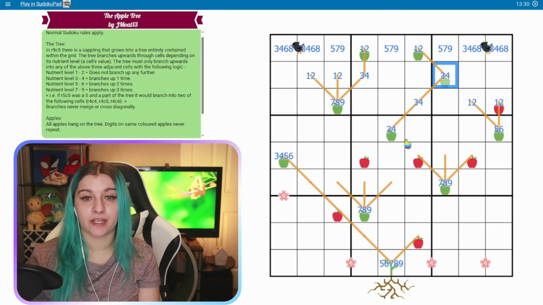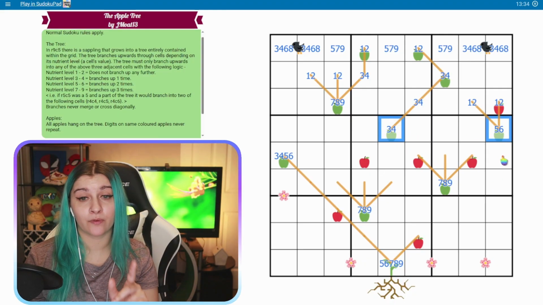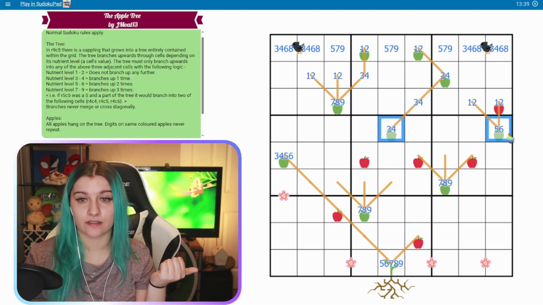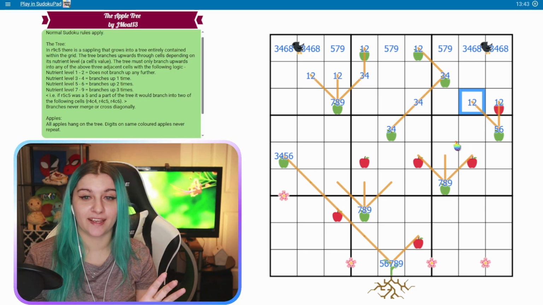Nice. Because of Sudoku with these all being different, I couldn't have both of these be a 3, 4, which means one of them is stuck being a 5, 6 and will need to go up twice. So I picked this one because I could still have the opportunity to have a 1, 2 over here. Okay, cool.